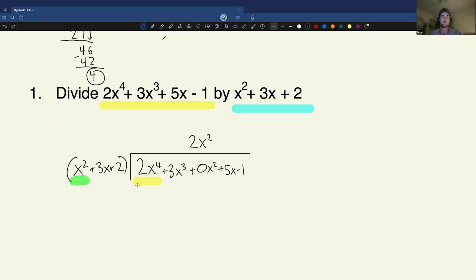We have to distribute it to every term here. So 2x squared times x squared is 2x to the fourth. These should always cancel because that's the idea here. And then we just keep distributing. So plus 6x cubed. Notice I'm still keeping everything lined up in terms of the exponent on x. And then plus 4x squared. So you can see now why it's useful to have that x squared, because everything lines up.